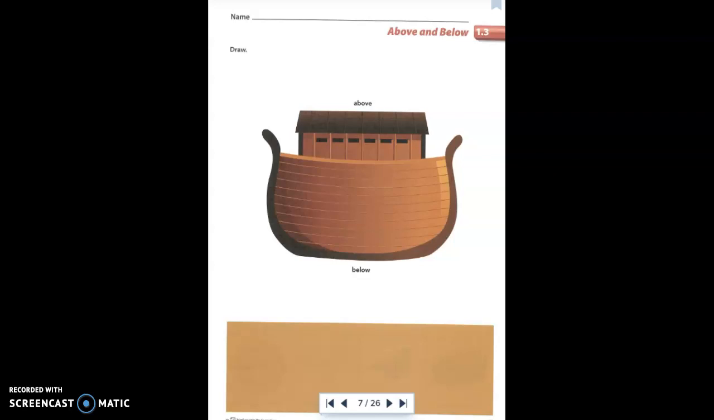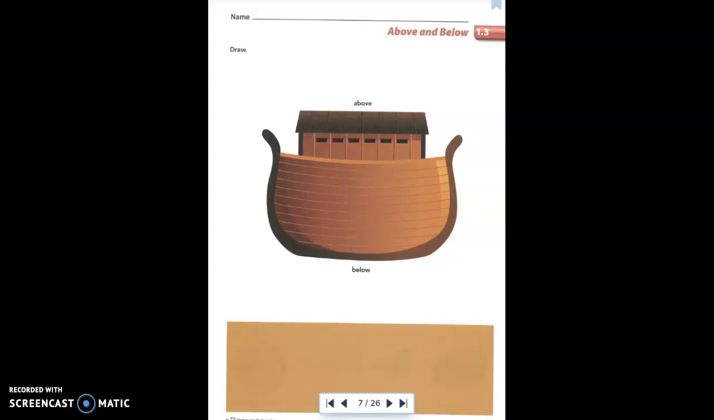Today we're going to talk about the position words above and below. So I need you to take out your math pages. You need to get page 7, and on the back of page 7 will be page 8. Today you're also going to need a glue stick and your scissors.